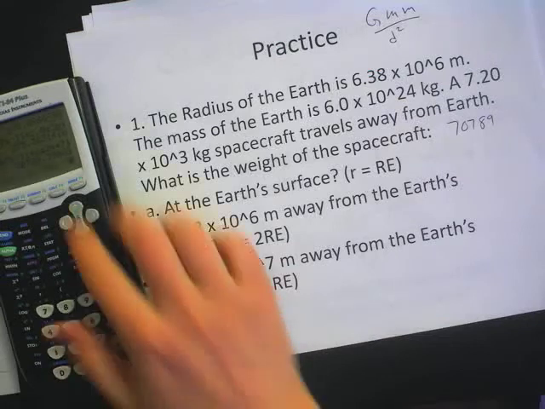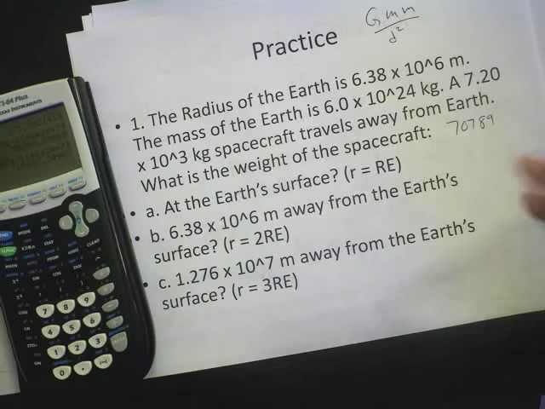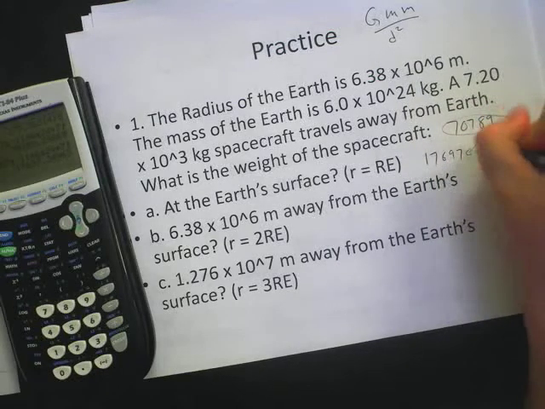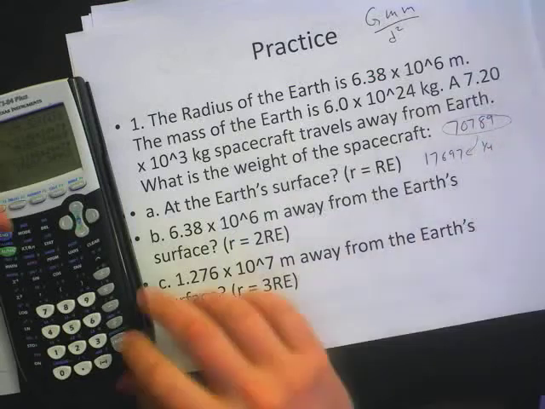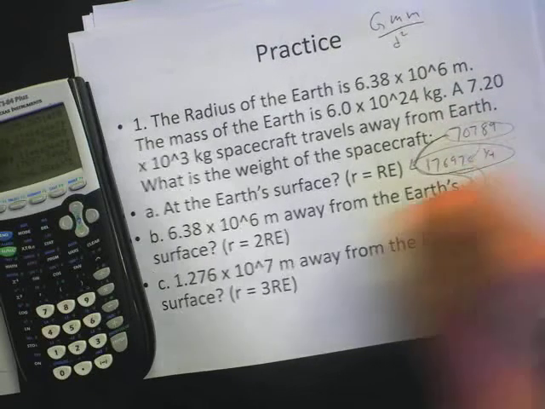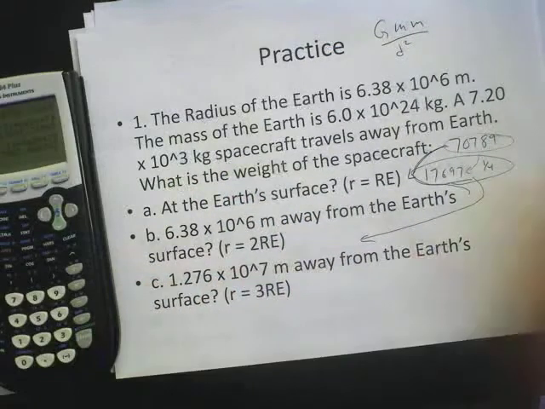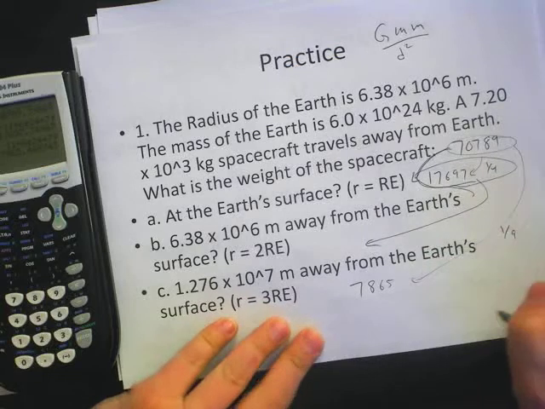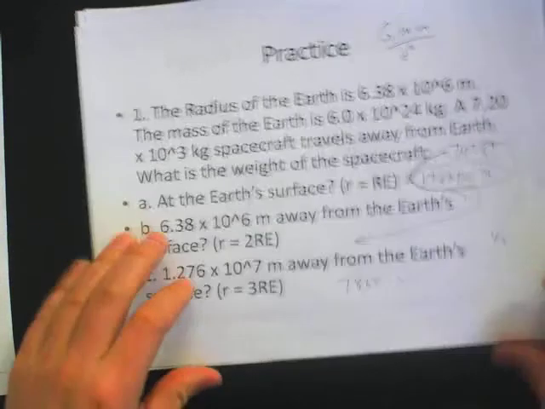But if we double the distance, I can go straight in here and insert 2 times the distance. Then suddenly the weight drops to 17,697. I also could have taken that number and divided by 4, and it would have given me that number. Now 3 times the distance of the Earth. I go in and change that to 3 times the radius of the Earth, and I get as small as 7865, which is 1/9 of the weight. So that's how you use the equation. You just plug stuff in and figure stuff out. Good luck.